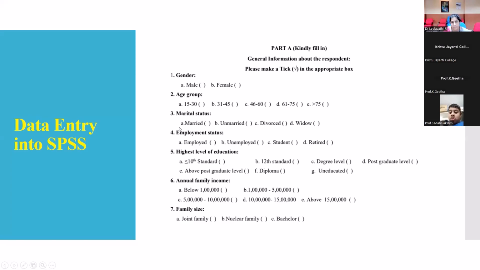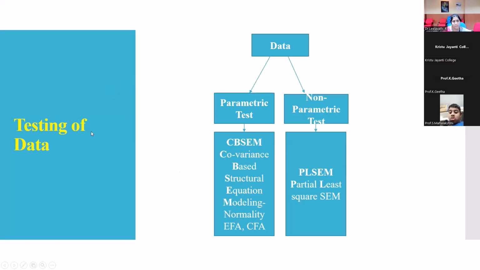If I assign like this and define my variables, it is very easy for me to analyze the data. As I said, the gender, age group, marital status and employment status will fall under what category? Can anyone say? Categorical variable. Yes, it falls under categorical variable. Thank you, ma'am.